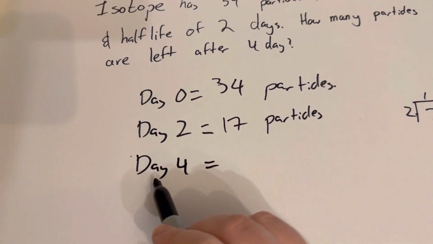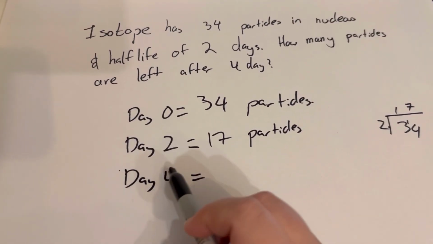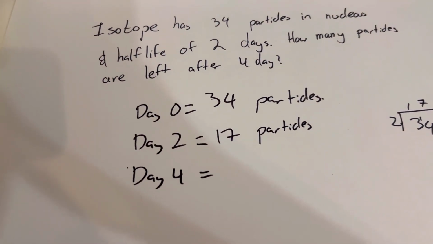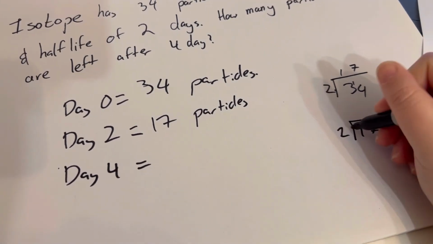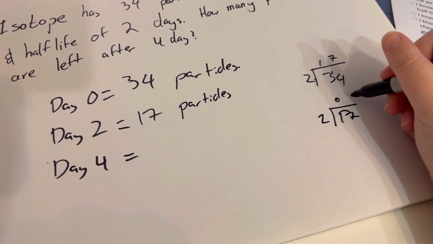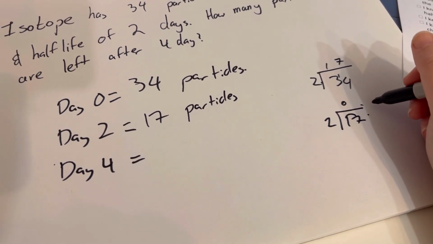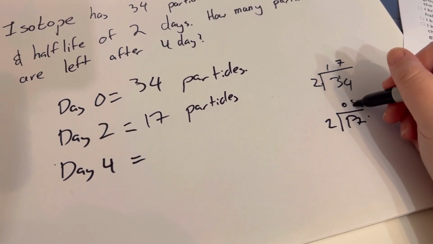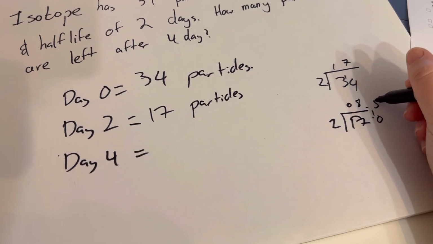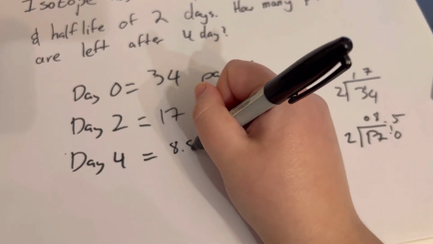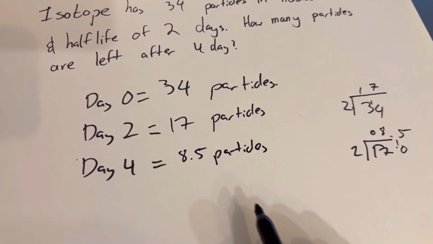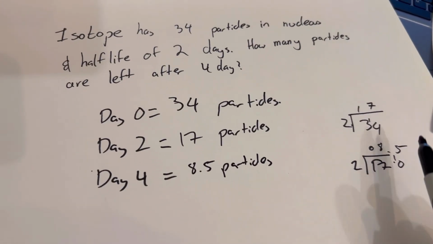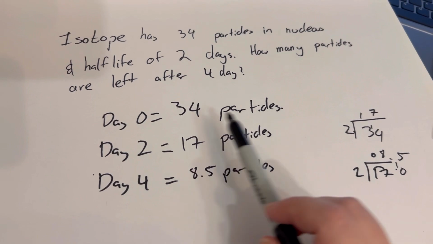So after day 4, so another 2 days, because it has a half-life of 2 days, it's going to take another 2 days to decay to half of its volume. We are going to have 17 divided by 2, that is 8 with 1 left over. Alright, day 4, we're going to have 8.5 particles left.